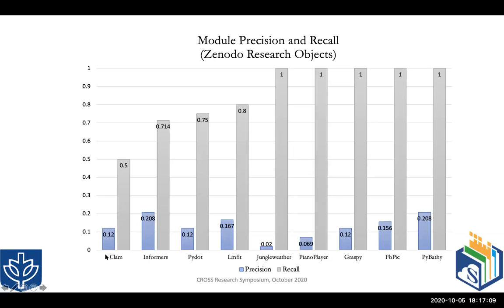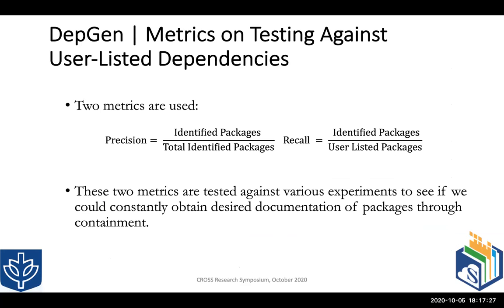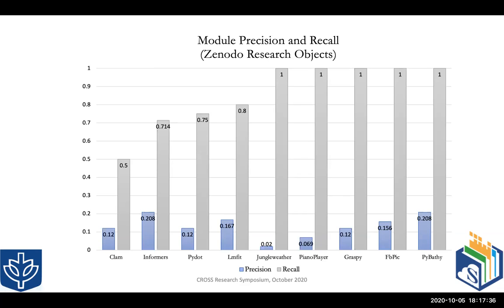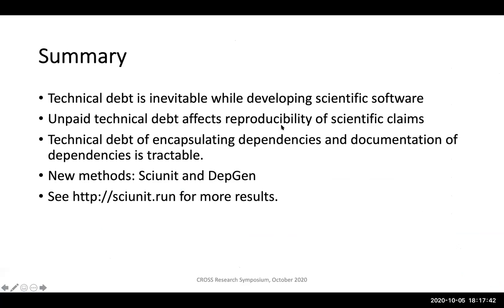So we are identifying a lot of packages. Over here, we are seeing that the recall is 1 for these examples, and the reason is that they actually did not have any documentation. So instead of saying that the user listed packages is 0, we have mentioned that it's 1 because we could actually install them and get them to run. So it was really useful for half of them to automatically generate the documentation.